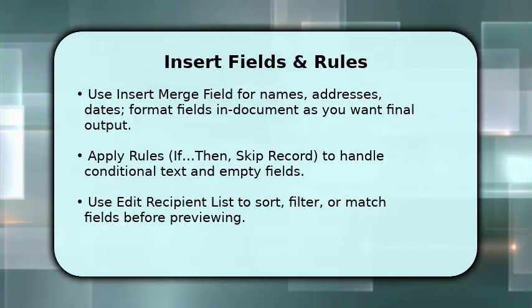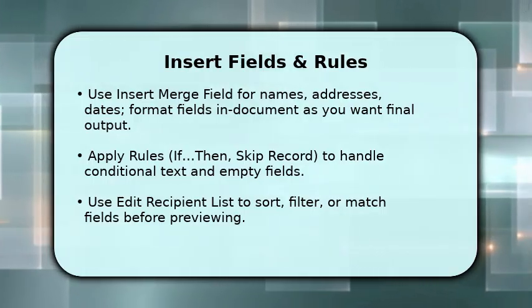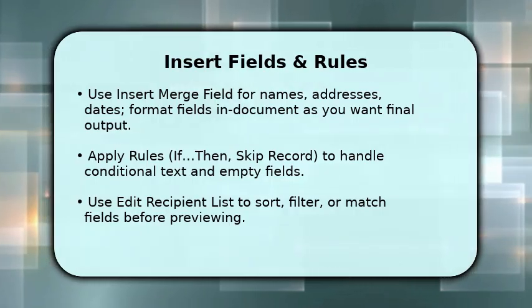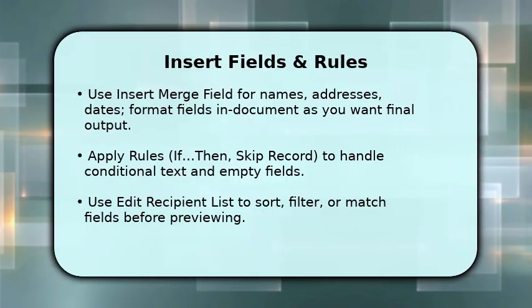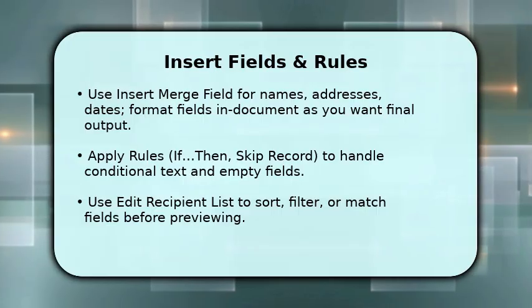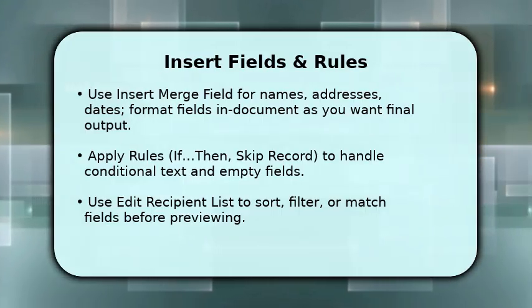Once done, apply rules like if, then, or skip record to handle exceptions such as missing titles or opt-outs. Also use Edit Recipient List to sort or filter recipients and to match fields if headers differ. When you preview results, scan several records to confirm formatting and logic.